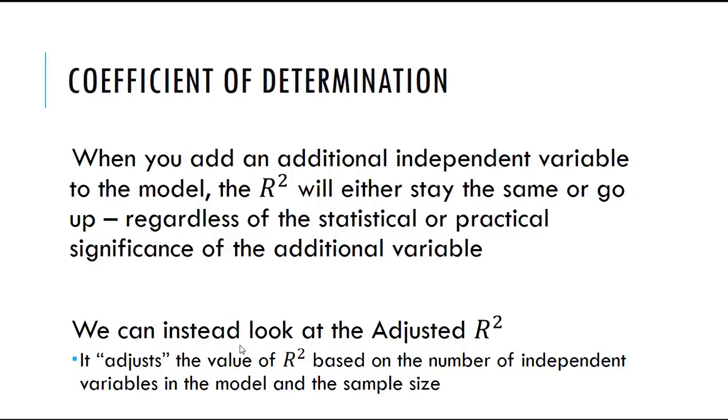So instead, when we look at multiple regression, many times we look at the adjusted R-squared. And what it does is it adjusts the value of the R-squared, the coefficient of determination, based on the number of independent variables as well as the sample size.